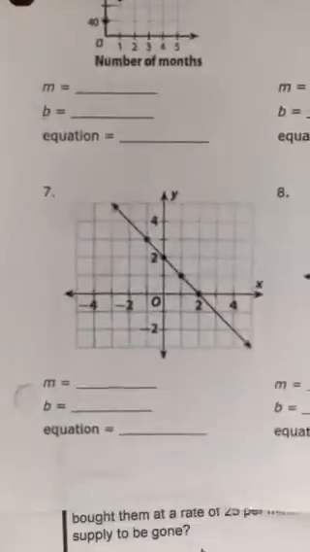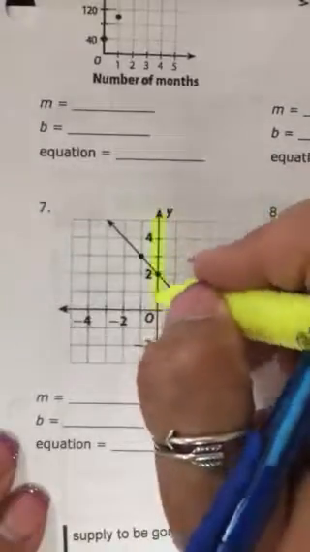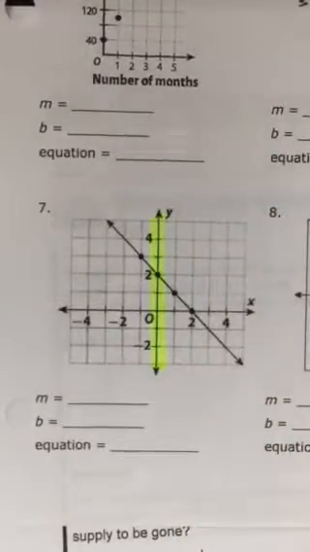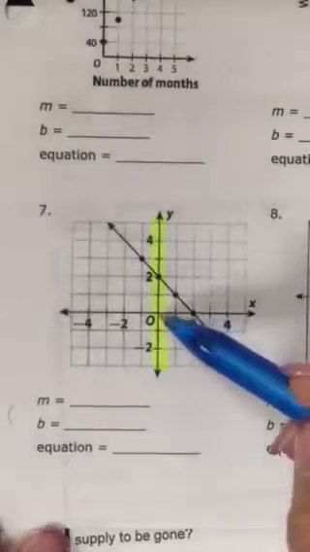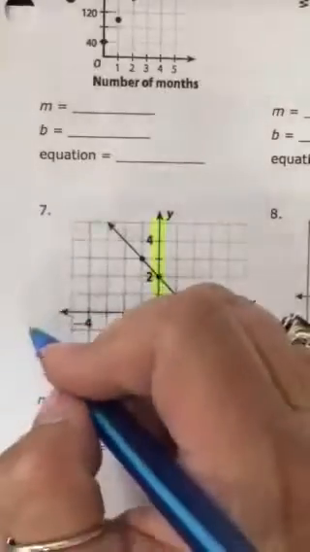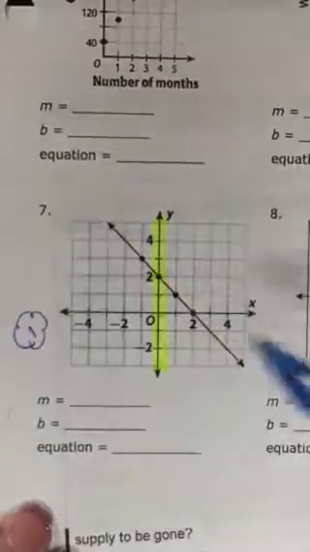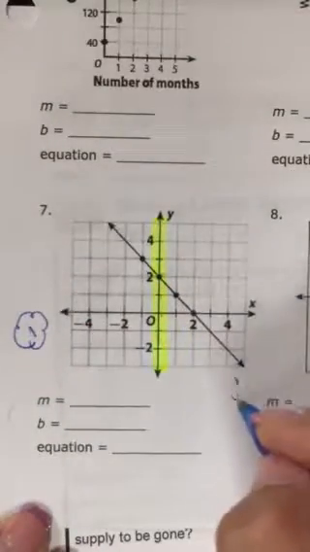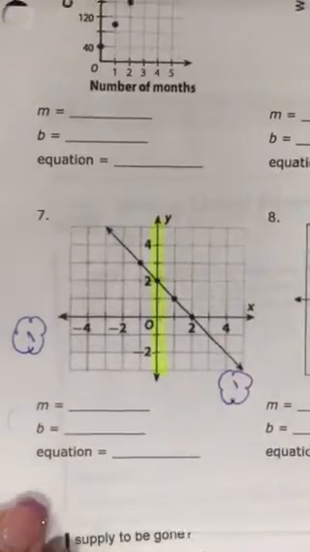Number 7, let's try number 7. That's a little bit better. Okay, I'm going to mark my y. Okay, and then I'm going to find my scale. 1, 2, so this is going up by ones again. 1, 2, so it's going over by ones. Makes it a little bit easy again.